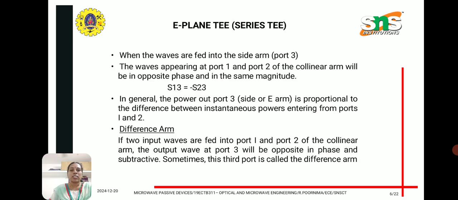The characteristic of the E-plane T is that when the wave is fed into the side arm, which is port 3, it splits the wave equally in port 1 and 2 with opposite phase. So we get the same magnitude; both the S parameters are equal but a negative sign is used. It is also known as the difference arm because when we give the signal at port 3 it splits the wave, and if two input waves are fed into 1 and 2, the output wave will be opposite in phase and subtractive. So port 3 is called the difference arm.